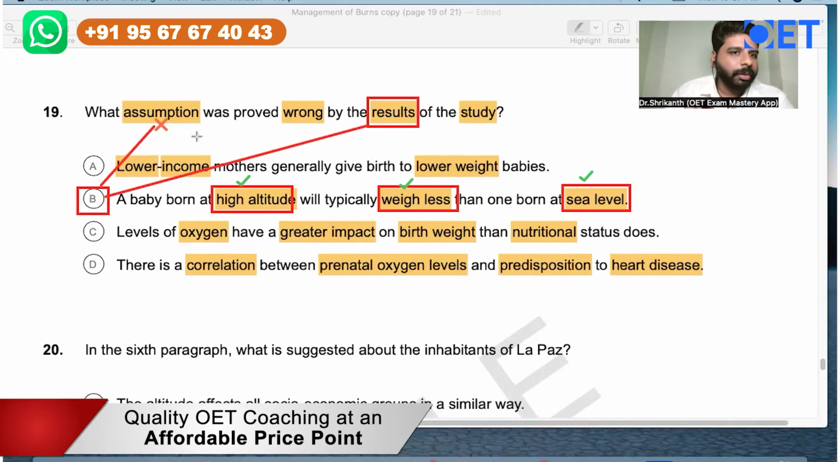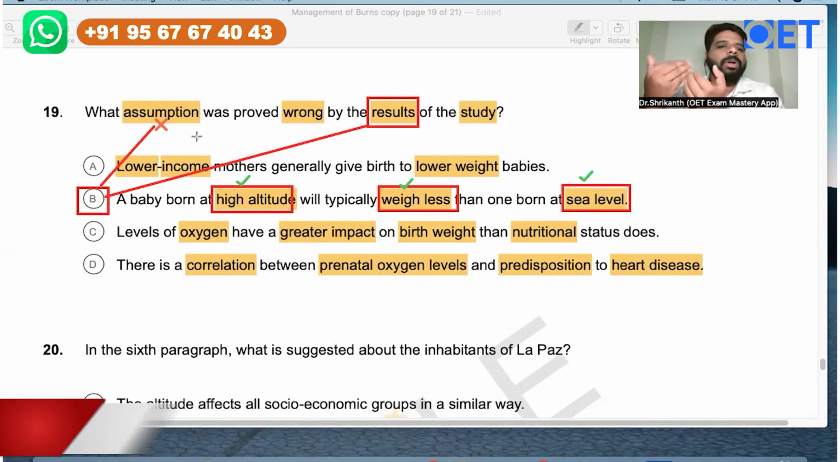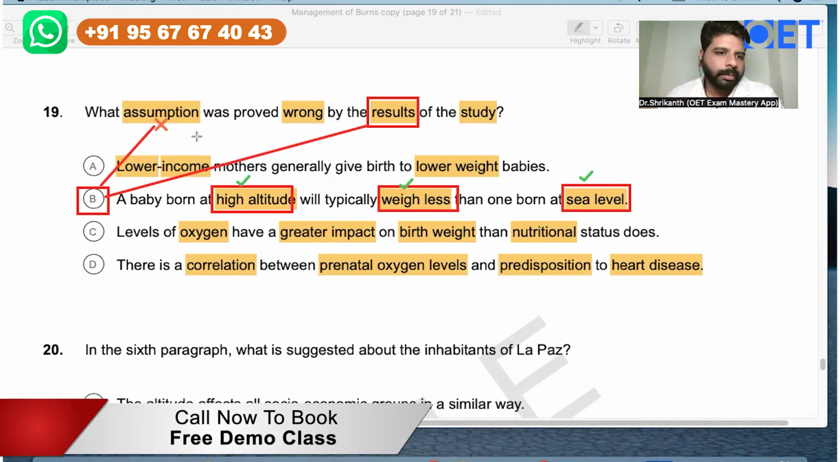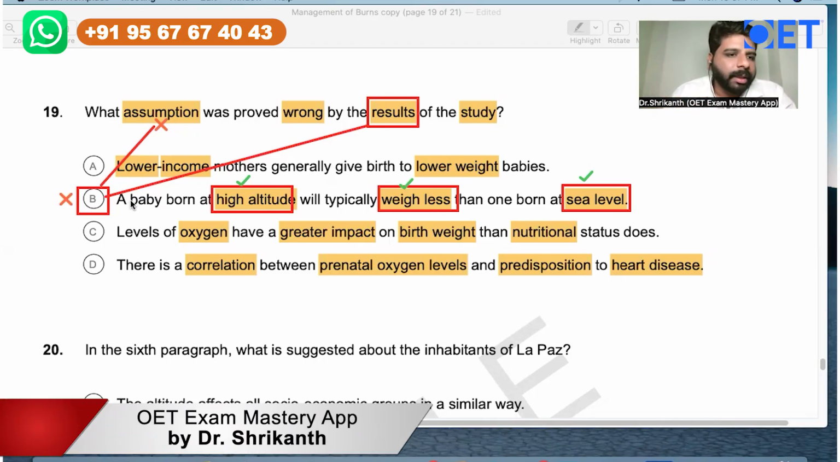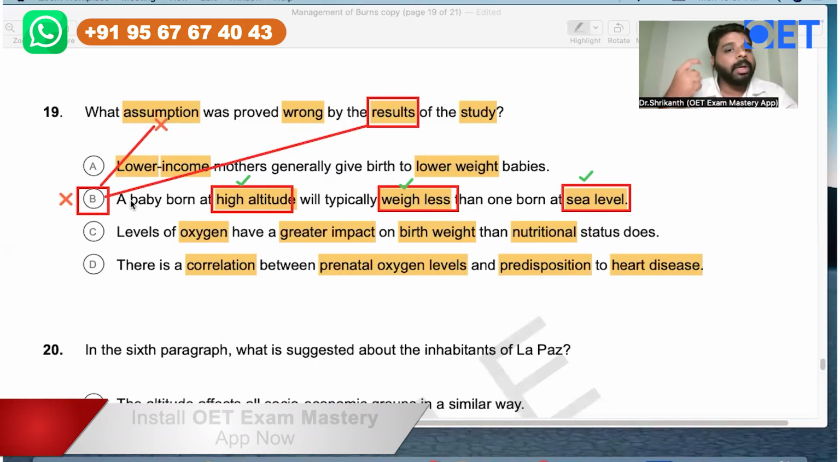But what is the question asking you? The question is not asking what the result of the study was. The question is asking you, there was an assumption, a belief system, and what belief system was proved to be wrong. So even though answer option B is exactly mentioned as the sentence there, we cannot choose it because B is not the assumption. It is a result. So you have immediately eliminated answer option B just by reading the first sentence. This is the benefit of reading the question first. When you put a little extra effort into the question, it is always going to be worth it when you read the passage.